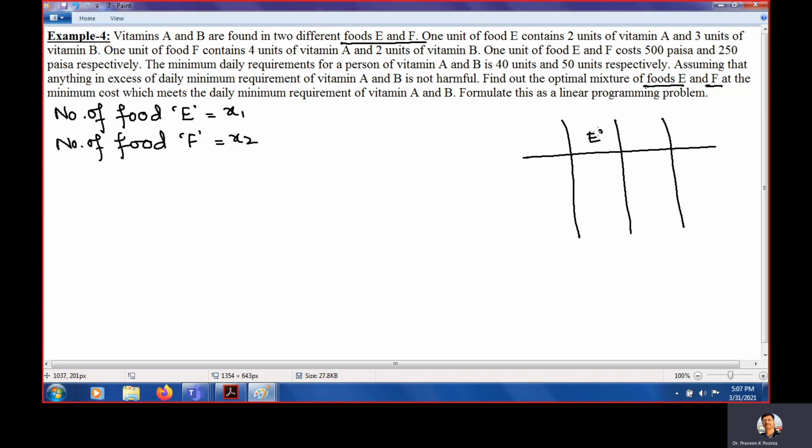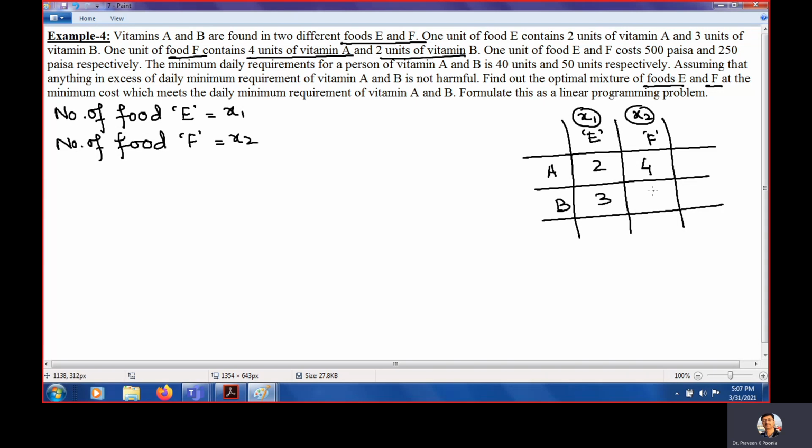If you see the table, for E type of food, what is the quantity? X1. F type of food, what is the quantity? It is X2. Clear? Now let us see. 1 unit of food E contains 2 units of vitamin A and 3 units of vitamin B. Food F contains 4 units of vitamin A and 2 units of vitamin B.